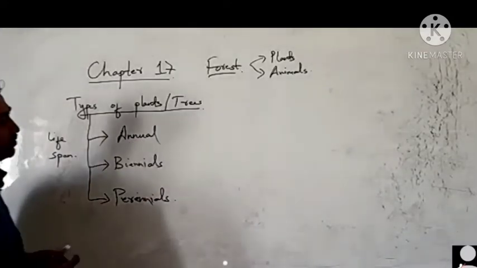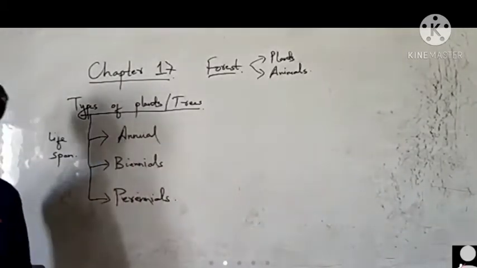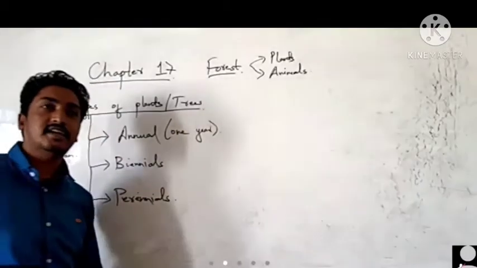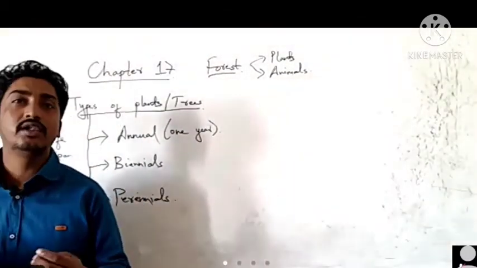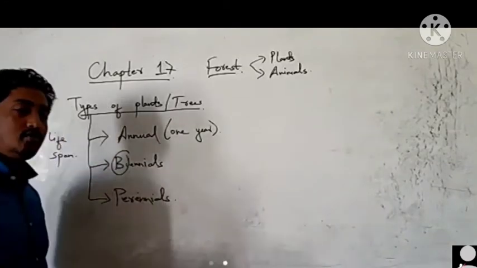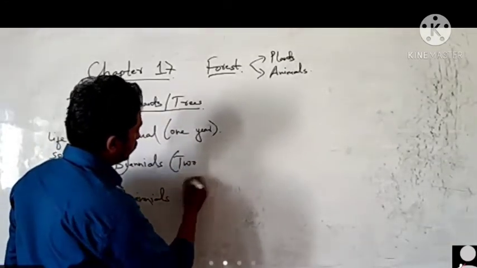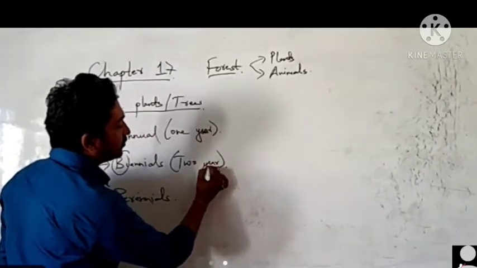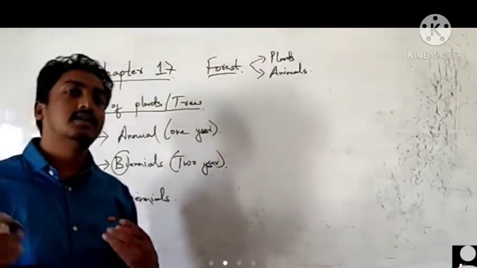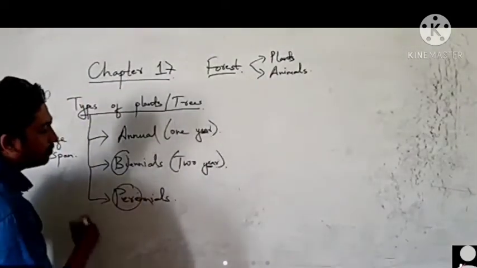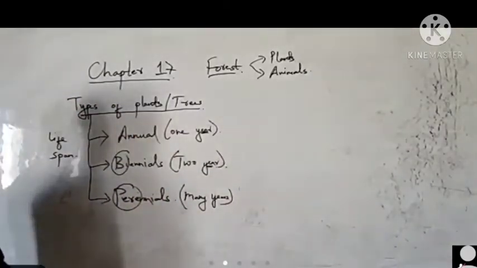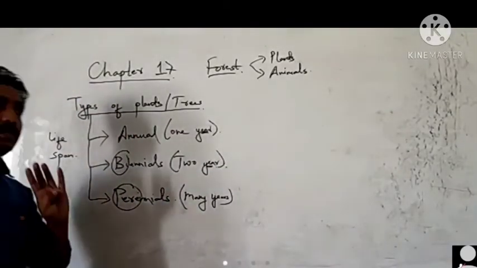If you see the word annual, annual means year, one year. That's why we say the annual fee or the annual session. Annual means almost 1 year. Bi, as we all know, means two, so two years or more. We have written year here because we are talking about lifespan, and lifespan is mostly related to time. And perennial, peri means many, many years.